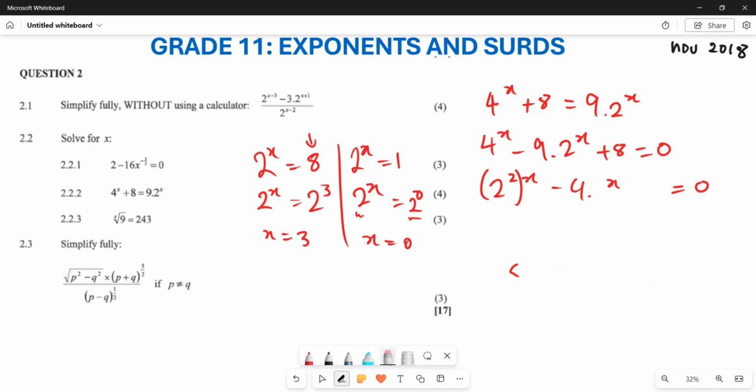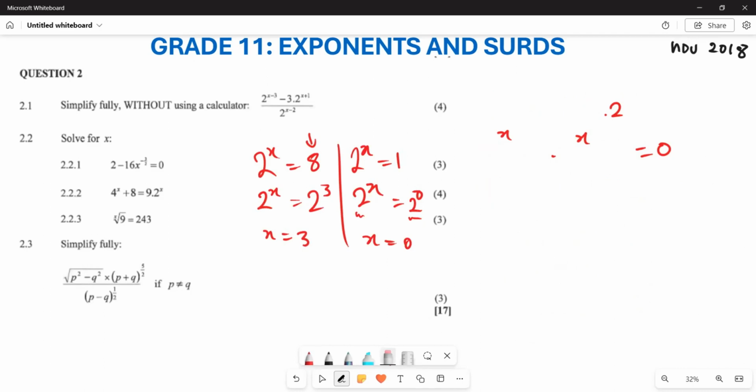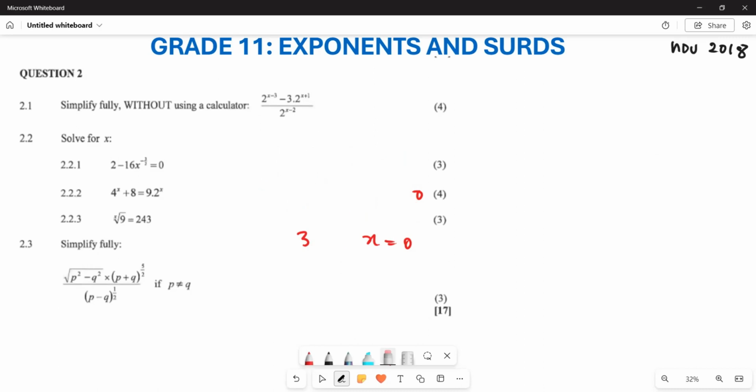Now let's move swiftly along to our next question. Now the next question is, you are given that you have the root of x, right? So you have root x to the power of 9 is equal to 243. Let me write this very nicely. We are saying this is equal to 243.